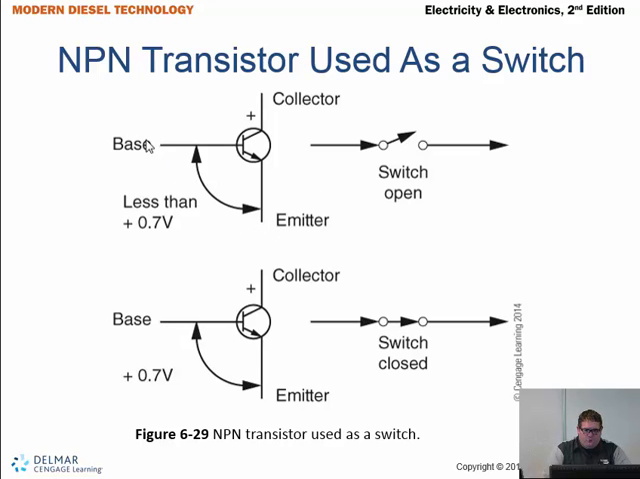So when these two are less than 0.7 volts, the switch will be open. When these are equal to 0.7 volts or more, the base will basically close, rather, and the switch will be closed, and then we're using that as a switch.